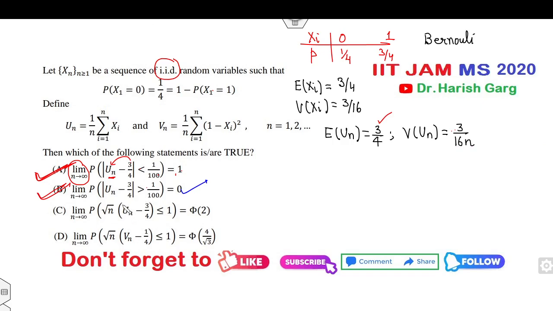But right now, it's not a modular sign. It is not a modular sign. That means Chebyshev inequality is not applicable. But as n approaches infinity, we can apply the central limit theorem.